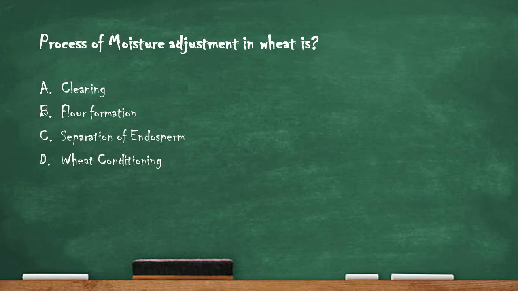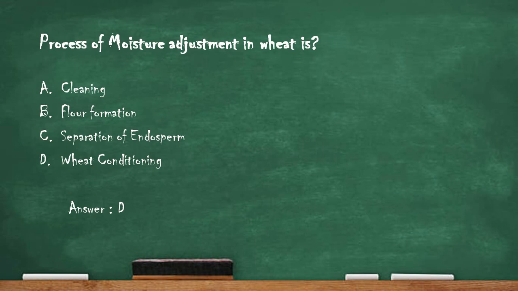Next question. Process of moisture adjustment in wheat is option A, cleaning. Option B, flour formation. Option C, separation of endosperm. And option D, wheat conditioning. And the right answer is option D, wheat conditioning. Process of moisture adjustment in wheat is known as wheat conditioning.